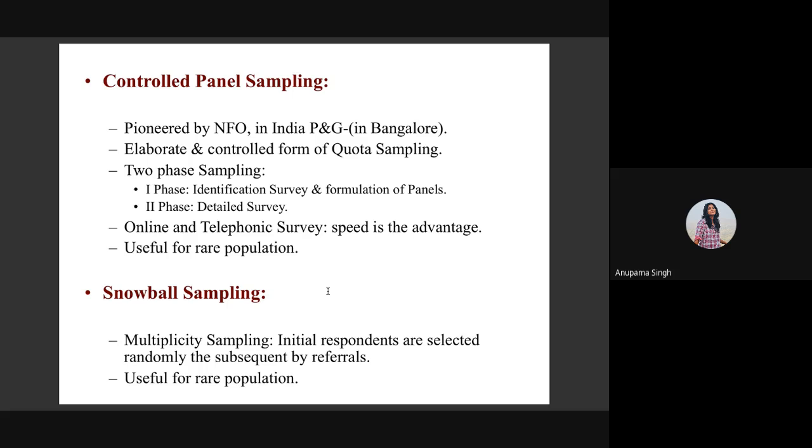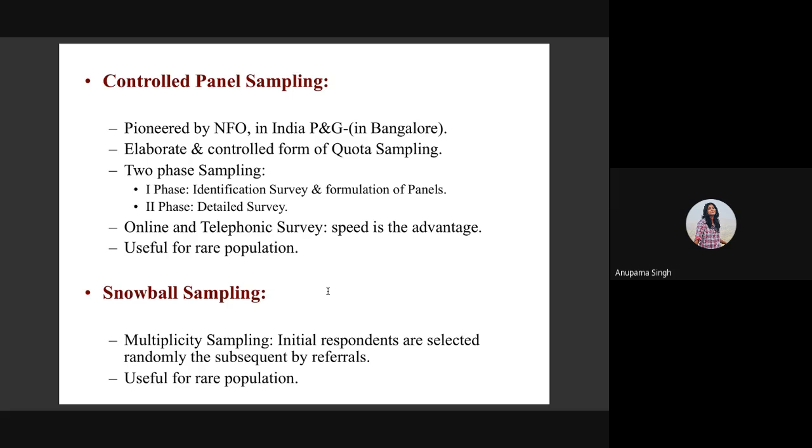So right after you get infected, you have your data in their system. So they have all the data of COVID affected people, right? And now they will conduct a detailed survey every day, like if you're getting fever or your oxygen level and all that. So this is one example of panel sampling. But again, this is useful for a rare population.